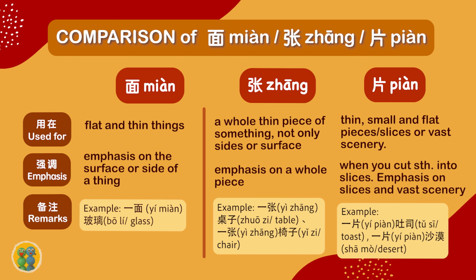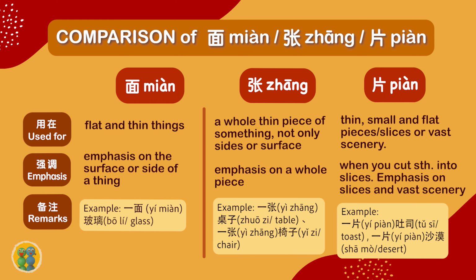Miàn emphasizes the surface or side of a thing, and zhāng puts more emphasis on a whole thin piece. And piàn puts more emphasis on when you cut something into slices. And piàn is similar to slices. And more example for miàn: 一面玻璃. 玻璃 means glass.